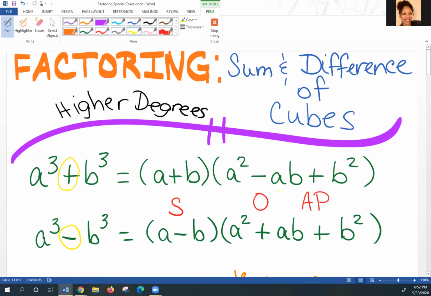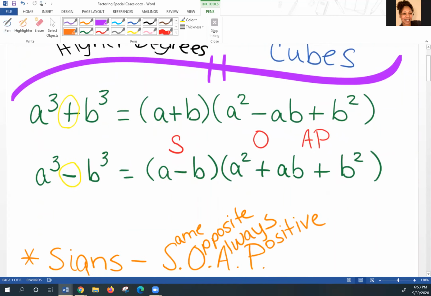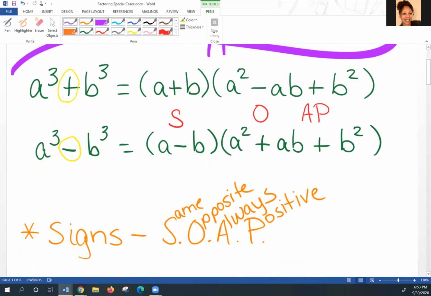So the way this works in terms of your signs, and this works both for the sum and the difference, is it will spell the word SOAP, which means same, opposite, always positive. So if my initial problem had a plus sign, that first binomial is going to also have a plus sign. The next sign will be the opposite sign, which is now subtraction, and then the last operation will be always positive. That's what SOAP means.